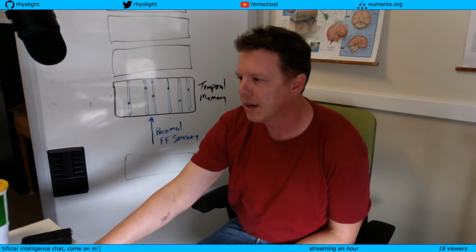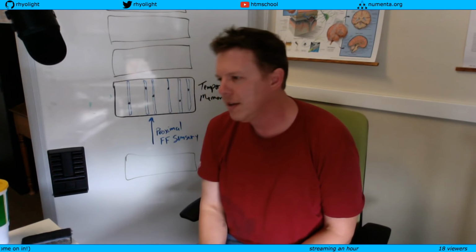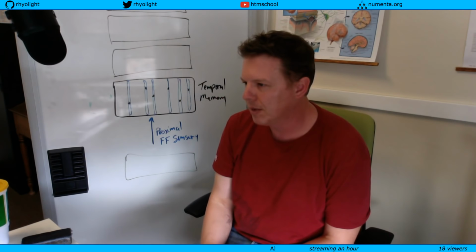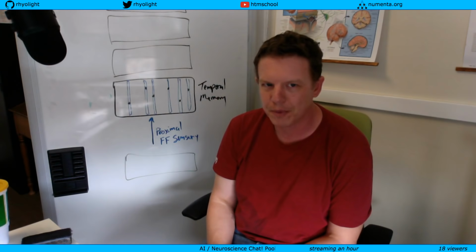Let's see, I missed a chat here. Is explainable AI possible with HTMs? Also, how would it go about explaining decisions being made? Okay, so I'll take that question.